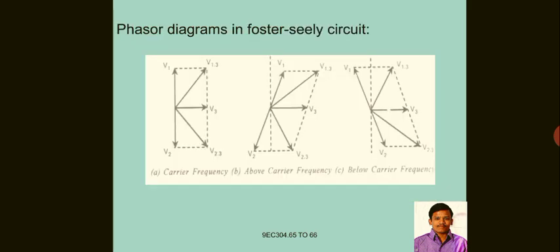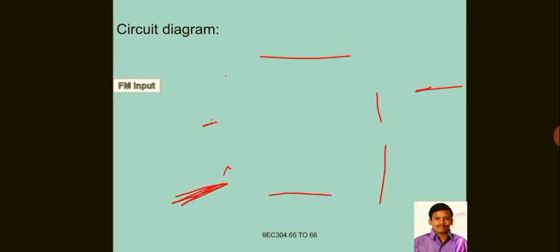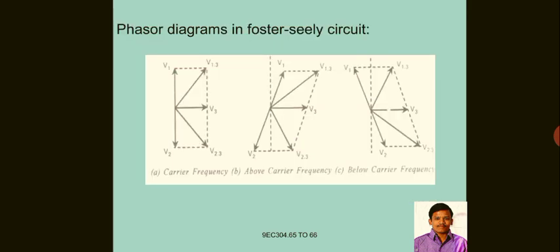So these are the phasor diagrams in this circuit. If you look at this one, V1 is the secondary voltage from the first winding to the center. Similarly V2 is from the bottom point to the center, as shown in the figure, and V3 is the voltage across the coil. V1, V2, V3. Based on that, these are the diagrams.